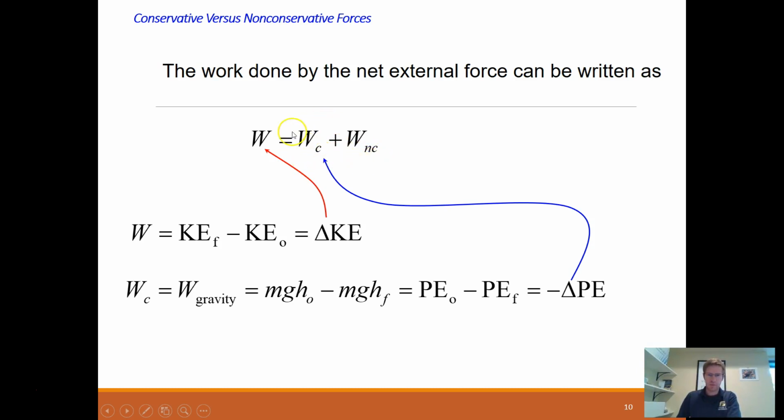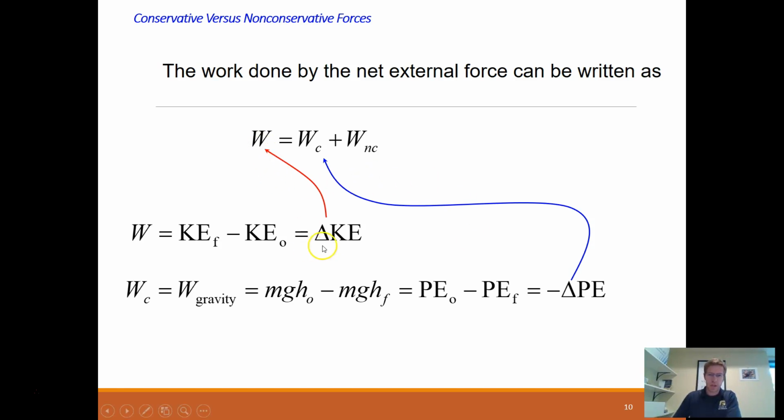And since conservative work can be thought of in terms of potential energy, we're going to replace the work done by conservative work with negative change in potential energy. All right? So now, be careful. Some people start to double count things like gravity. They put it in work and they put it in potential energy. No, we're taking away this idea of work done by conservative forces and replacing it with potential energy to make our lives easier and more accurate in a lot of ways, okay?